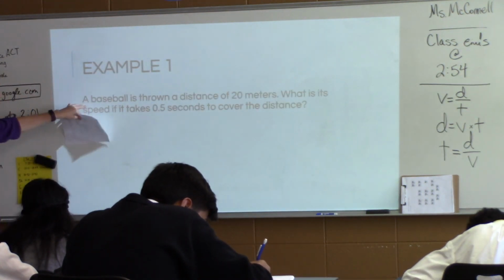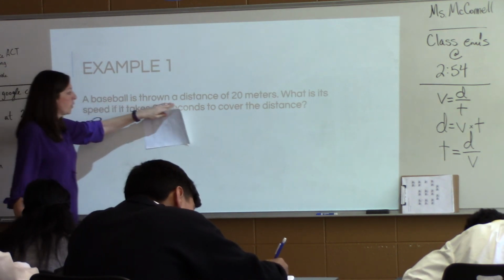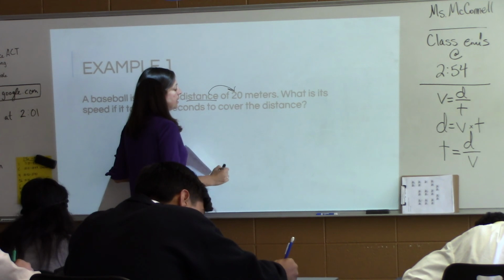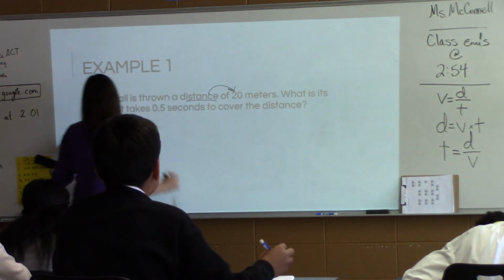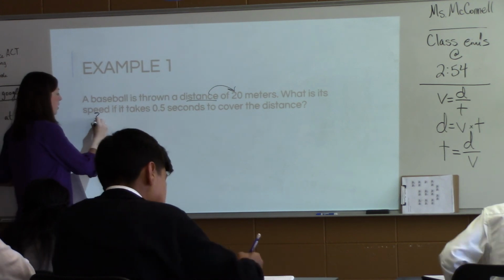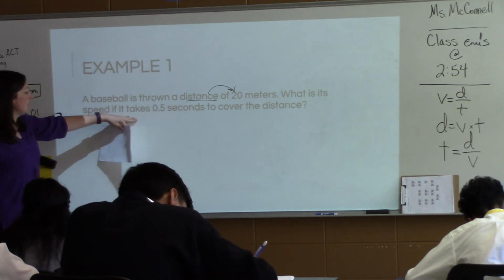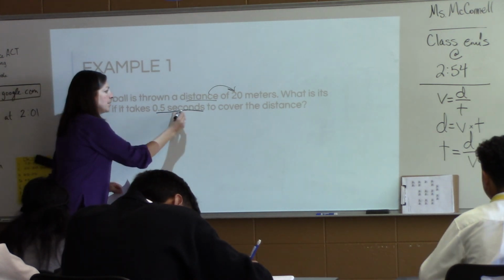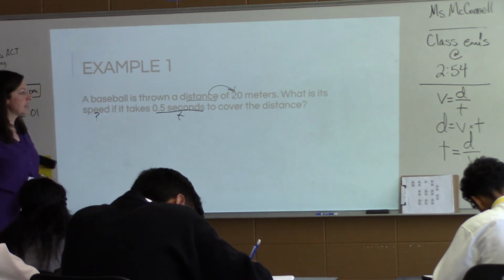Okay. When we look at the question, a baseball is thrown a distance. The first thing we want to do is recognize that we're looking at a distance of 20 meters. What is its speed? So it's asking, what is its speed? I'm going to put a question mark there. We don't know its speed. If it takes 0.5 seconds, this is going to be the time. Seconds, as we know, is time to cover that distance.